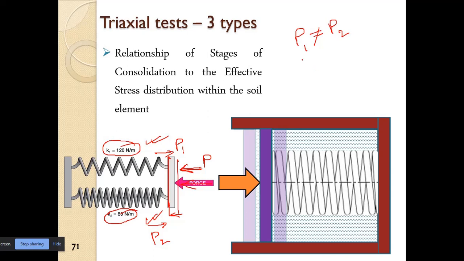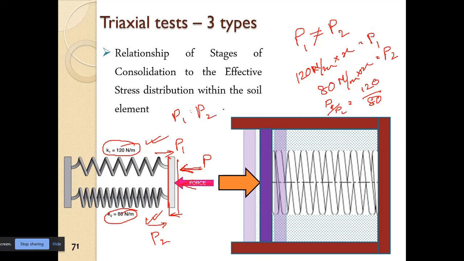Since it is the same, 120 Newton per meter into X will be equal to P1, and we have 80 Newton per meter into X equal to P2. If I divide P1 by P2, we have 120 by 80. So P1 is to P2 will be equal to 120 is to 80. In that ratio, this force P will be divided.